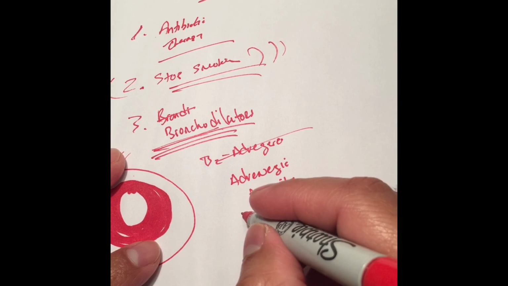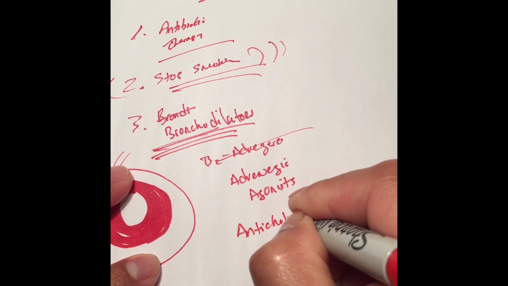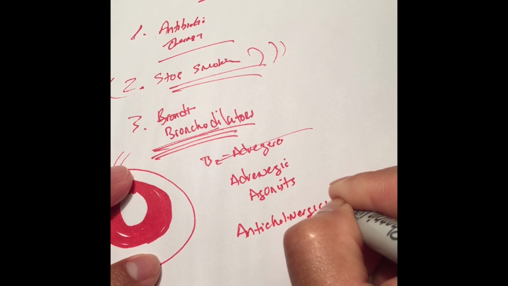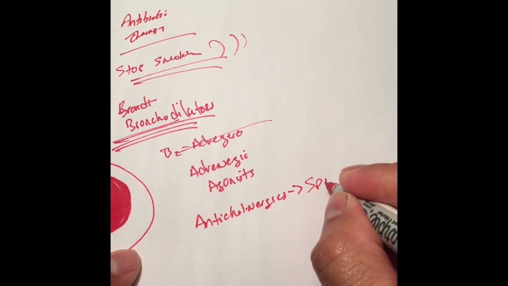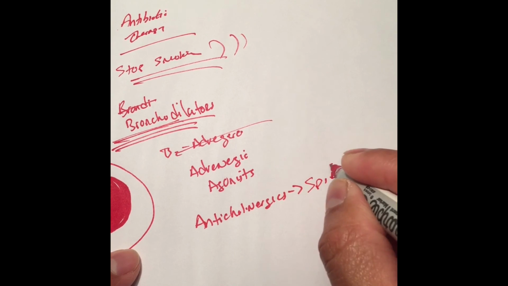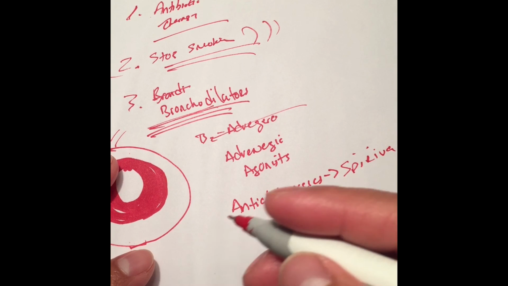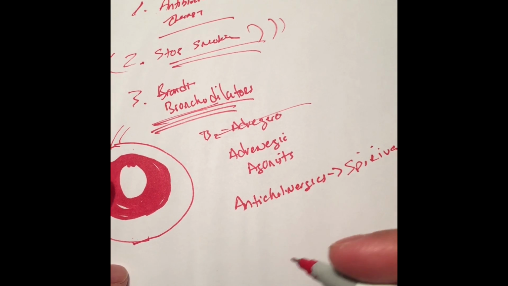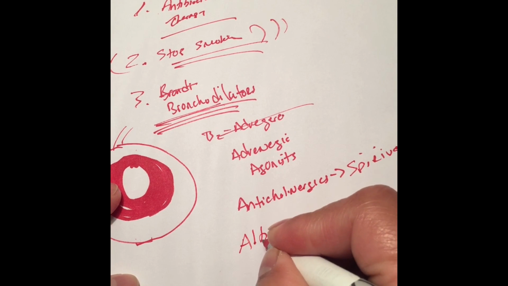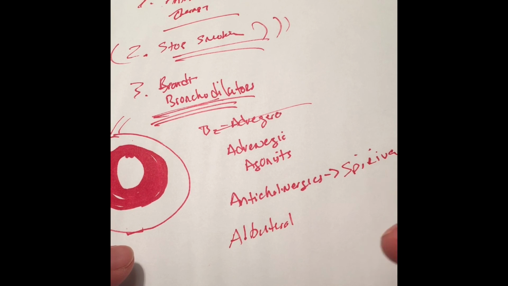You'll also give anticholinergics, something like Spiriva. You can also give something like the short-acting bronchodilators, something like albuterol, or ipratropium.